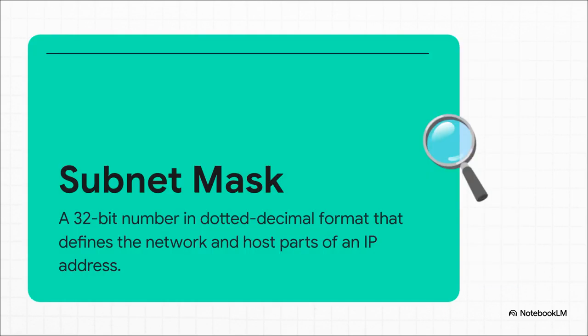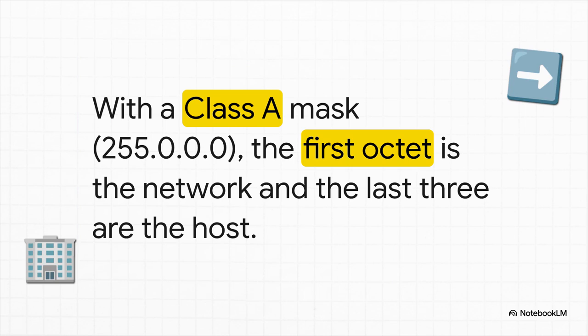So that leads to a pretty obvious question, right? If an IP address has 2 parts, how does a computer know where the network part ends and the host part begins? Well, that is the entire job of something called the subnet mask. It's another 32-bit number, and its only purpose in life is to draw a line in the sand and tell the computer, hey, this chunk is the network and the rest is the host. Let's see how this works.